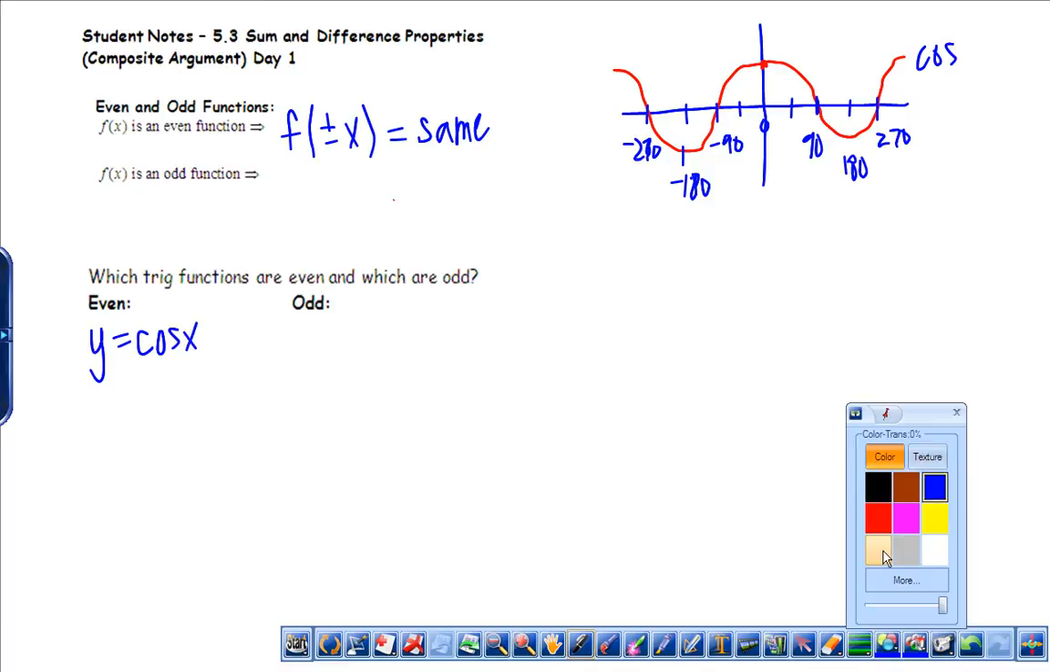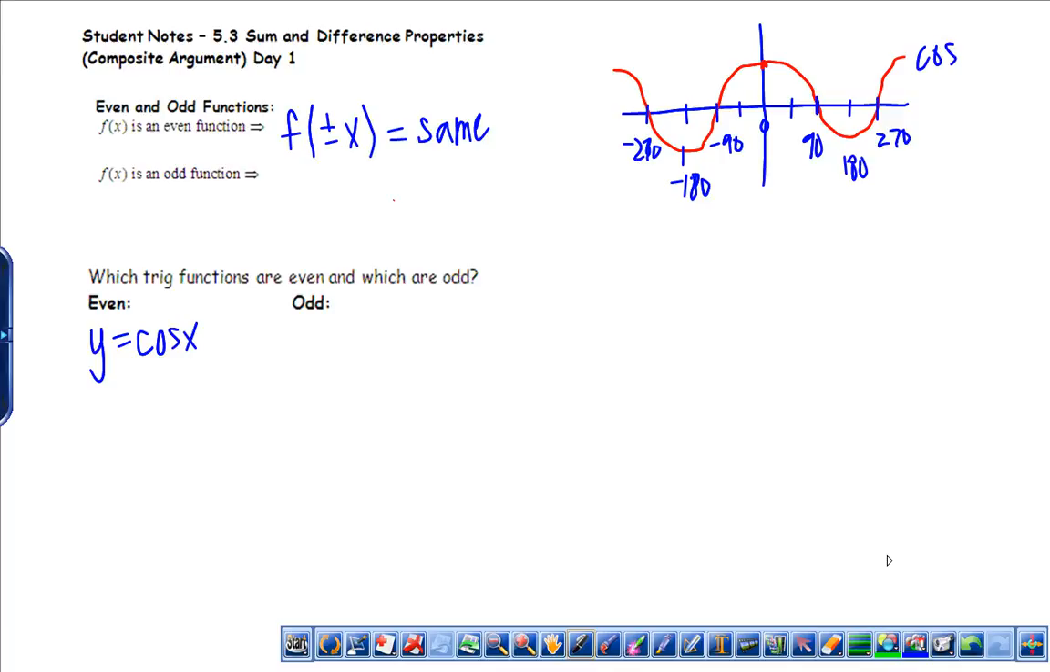Okay, let's look at something different here. I don't know if this is going to show up. What if I sketch a secant graph? So secant comes off of this, comes off of these, and it will come off of here. So what about secant? If I plug in a positive or negative value, would I get the same answer, positive or negative? So let's look.